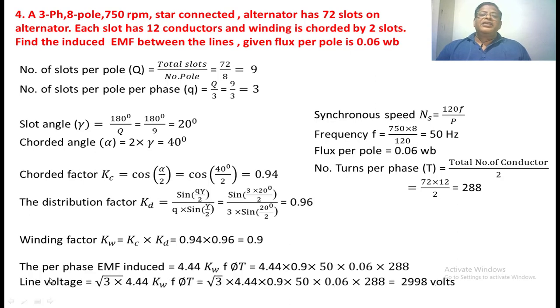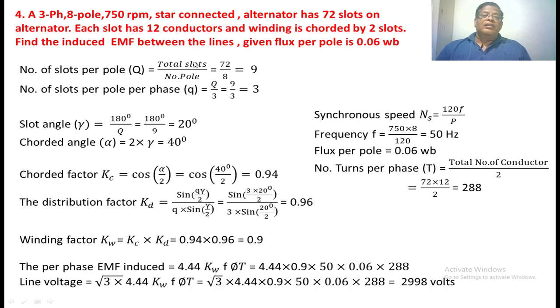The per phase EMF induced equals 4.44 Kw f Φ T. Substitute all the values. We have 4.44 into 0.9 into 50 into 0.06, which is nothing but the flux, into 288, which is nothing but the number of turns per phase. If you multiply these values, we are getting the phase voltage.